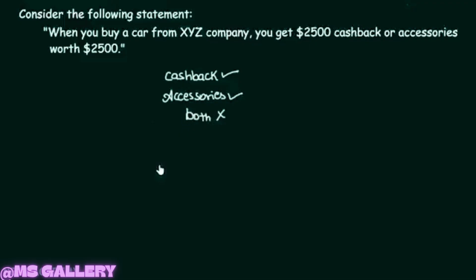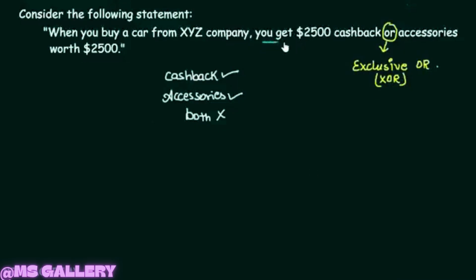You may not get both cashback as well as accessories according to this particular statement. What does this statement really mean? When you buy a car, you get $2,500 cashback or accessories worth $2,500. It is not the case that you will get $2,500 cashback as well as accessories worth $2,500, right? Here this particular OR operator simply means exclusive OR operator. In short, we can write exclusive OR as XOR.